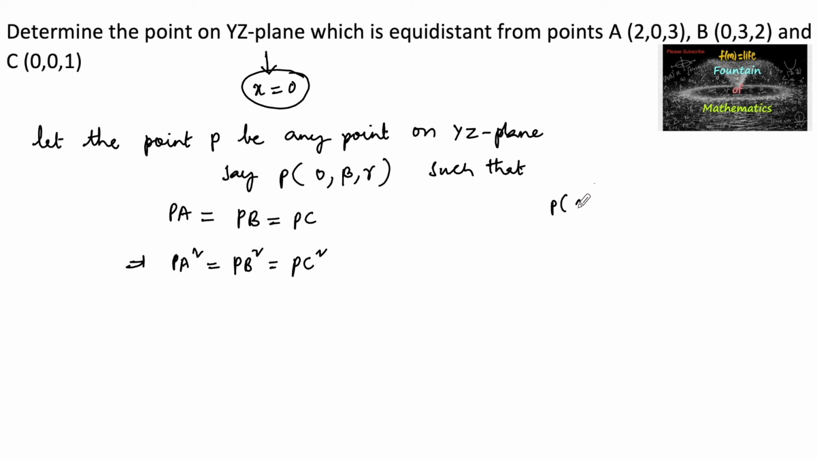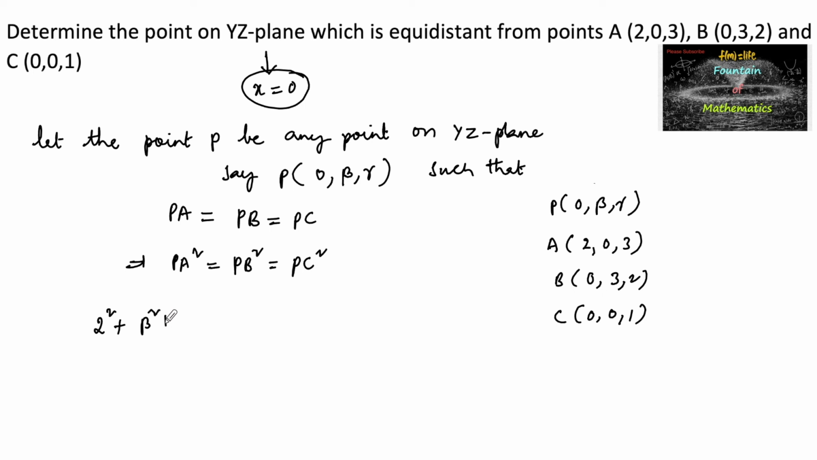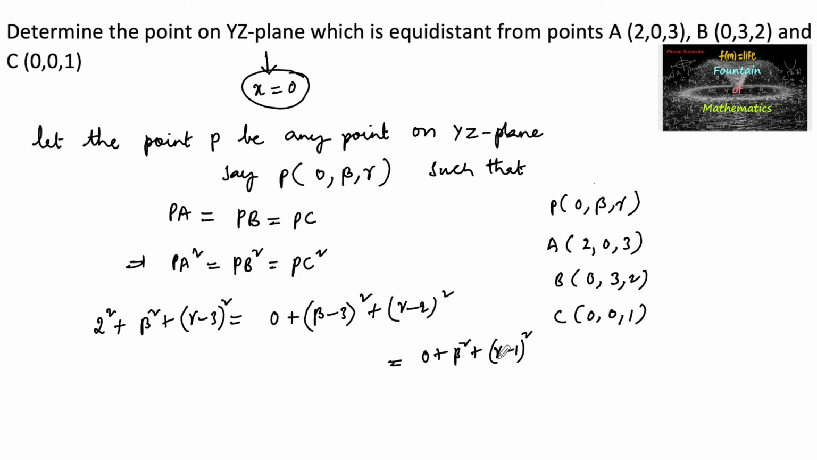So with the points P (0, beta, gamma), A the point (2, 0, 3), B the point (0, 3, 2) and C the point (0, 0, 1), by using the distance formula, PA square is 2 square plus beta square plus (gamma minus 3) whole square, and PB square is 0 plus (beta minus 3) whole square plus (gamma minus 2) whole square, which is equal to PC square, which is 0 plus beta square plus (gamma minus 1) whole square.